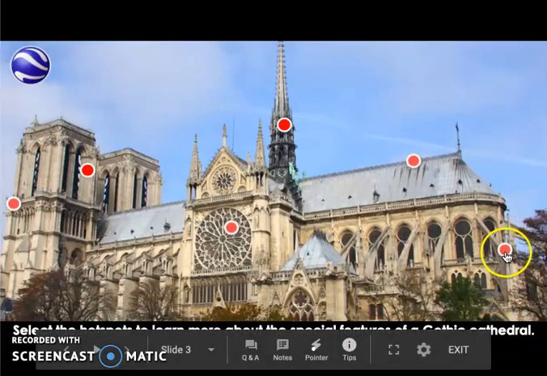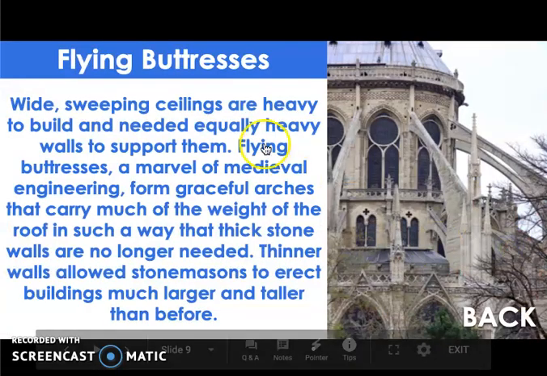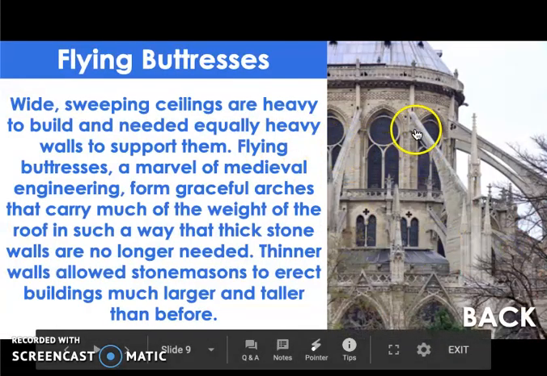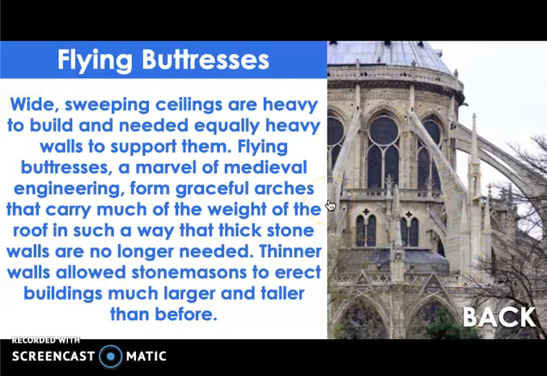And then last, we're going to go over here. If you're looking at this outside view here, we are talking about this structure that kind of makes this weird L shape from the outside of the building. These are called flying buttresses. So it's these things right here. They are built to help support these heavy walls.